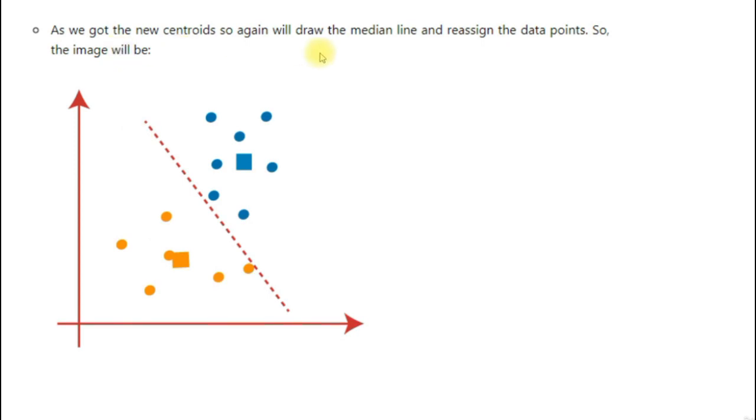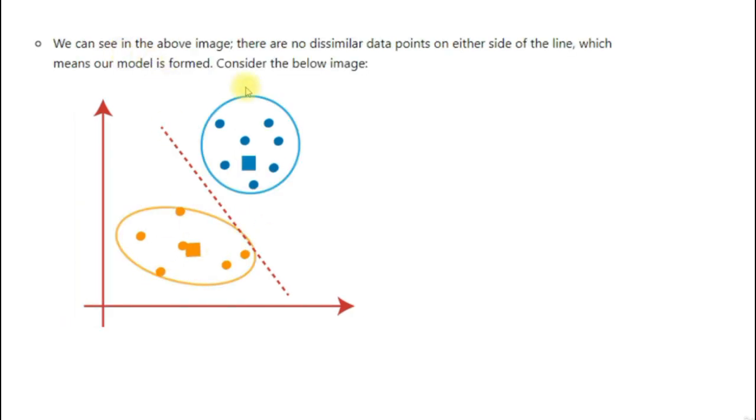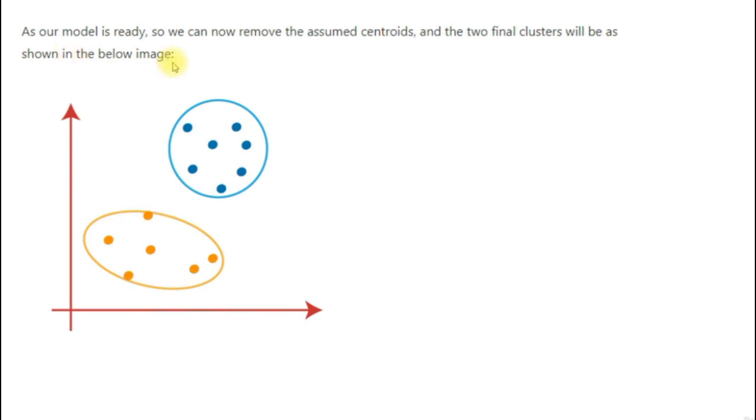So again we'll draw the median line and reassign the data points. So the image will look something like this. Finally, we can see in the above image there are no dissimilar data points on either side of the line, which means our model is formed. In this image, now our model is ready and we can remove the assumed centroids and two final clusters will be shown as you can see in this image.